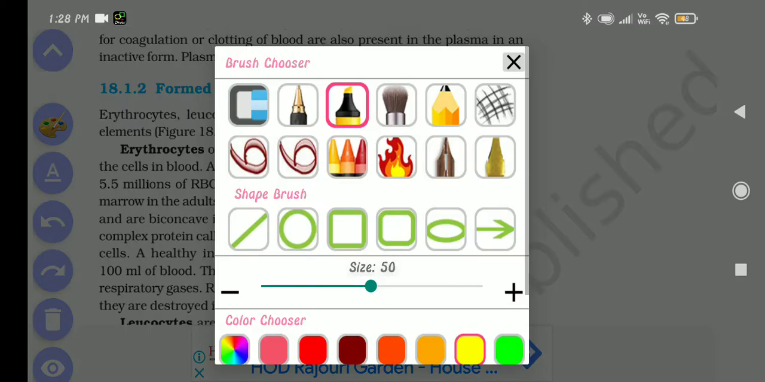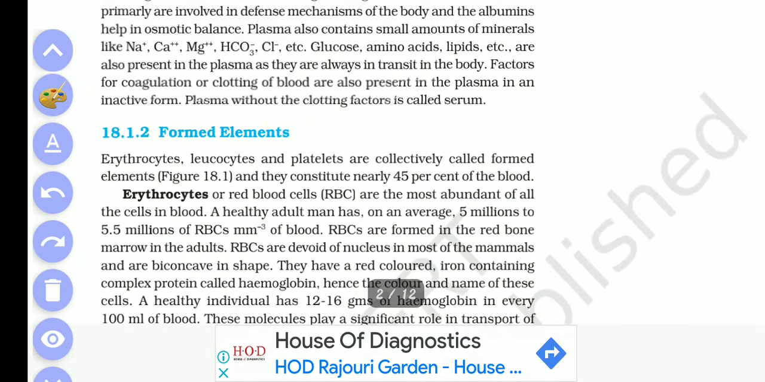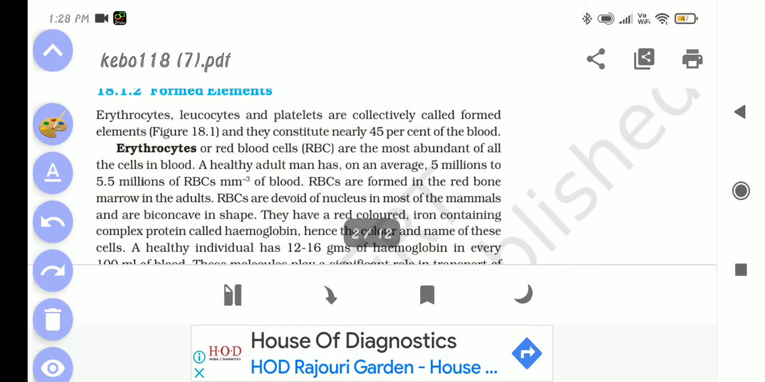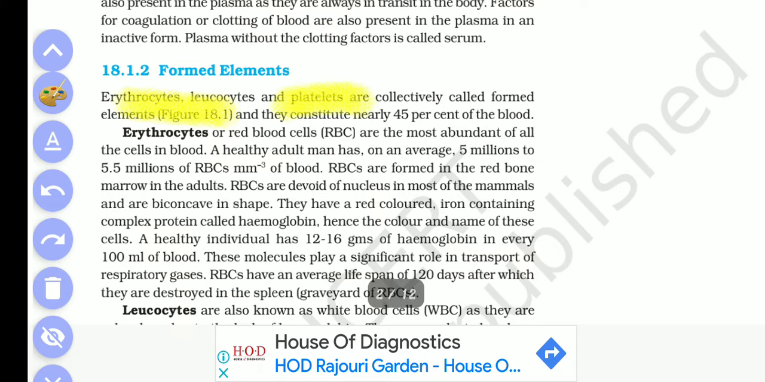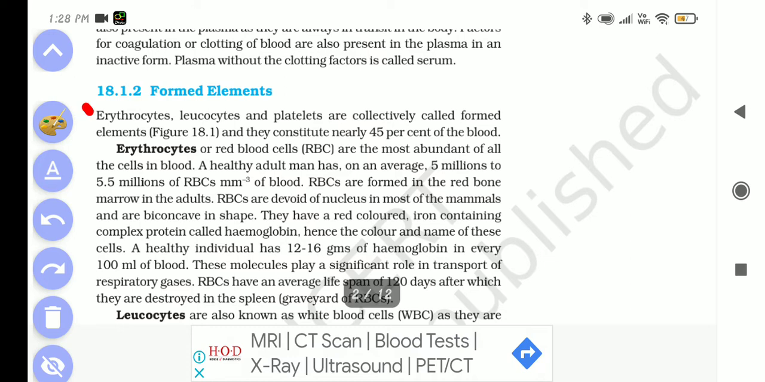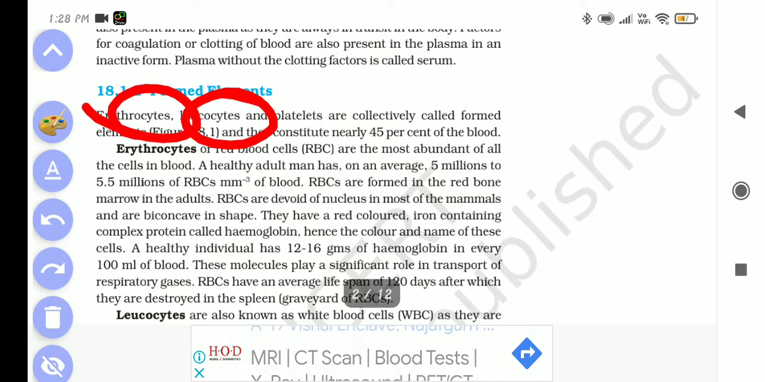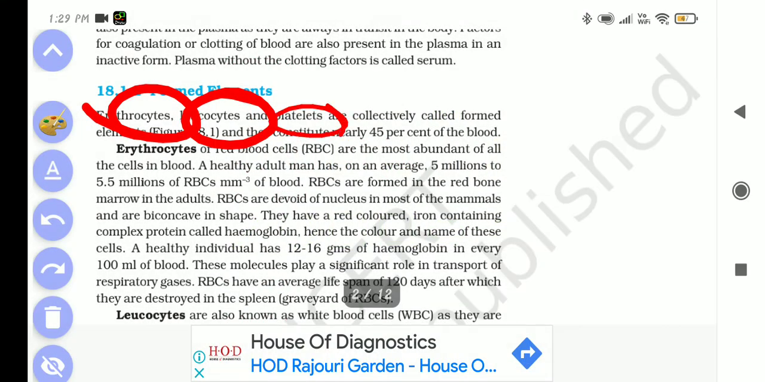So, what is it saying? It is saying that formed elements are the collection of erythrocytes, leukocytes, and platelets. They are just trying to say that erythrocytes, leukocytes, and platelets collectively form what? They are collectively called formed elements.